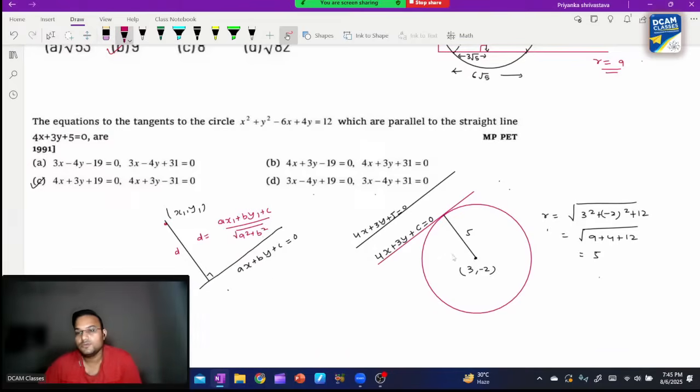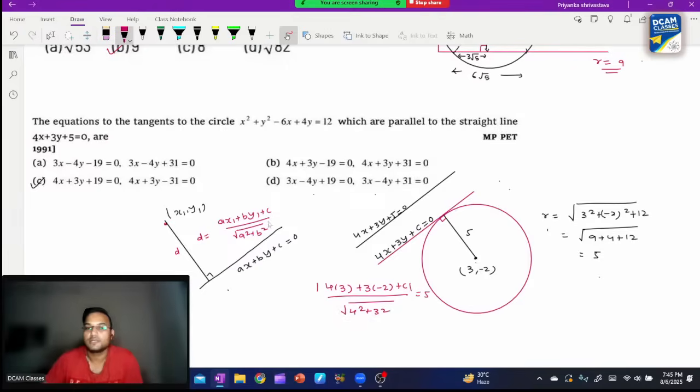Here is how you will use it, because you have to find c, the equation of tangent will come. The length of perpendicular from this point 3 comma minus 2, because the radius is always perpendicular to the tangent. The length of perpendicular from 3 comma minus 2 to this line is 5. So (4 into 3 plus 3 into minus 2 plus c) divided by root over 4 square plus 3 square is equal to 5.